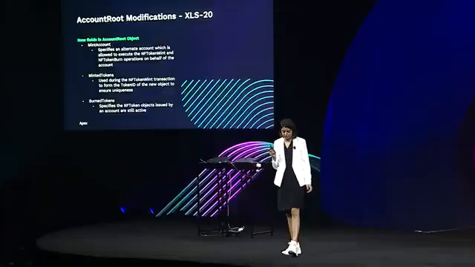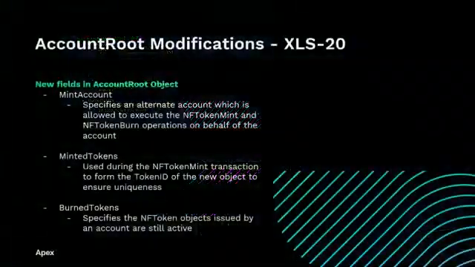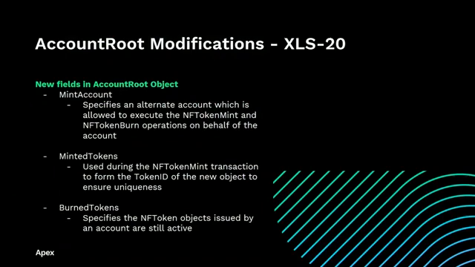This was about the objects and the transactions, but we also introduce a few new optional fields to the account root of the issuer of the NFTs. So the first field is mint account. It's an optional field. It specifies an alternate account which is allowed to execute the NF token mint and NF token burn operations on behalf of the account.